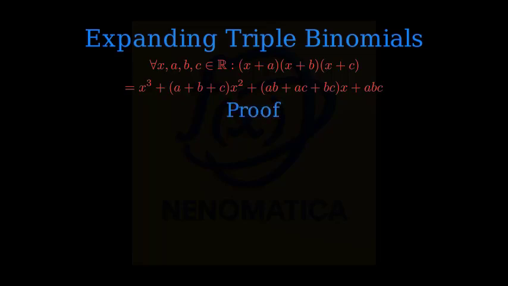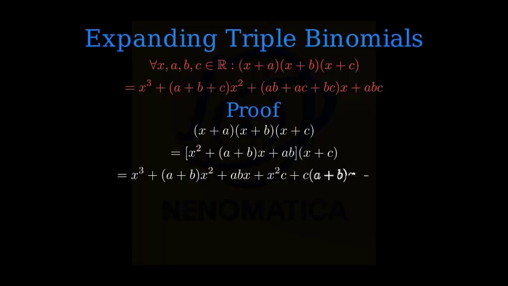Now, let's prove this formula step by step. We'll work through the expansion carefully to see how we arrive at this result. We start with the expression (x+a)(x+b)(x+c). First, let's multiply the first two terms, (x+a)(x+b). Using the distributive property, we get x squared plus (a+b) times x plus ab.